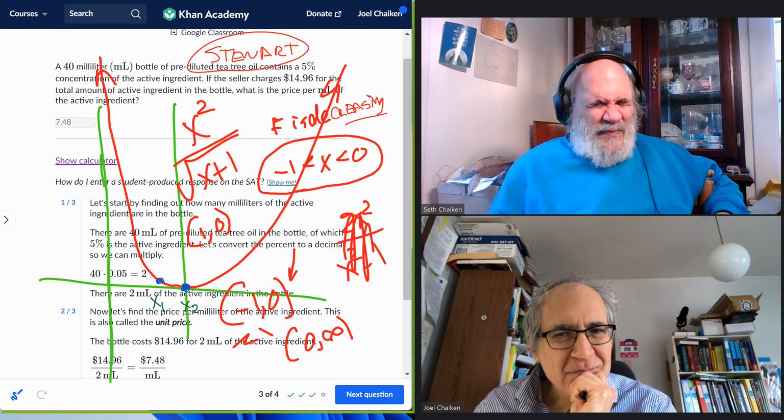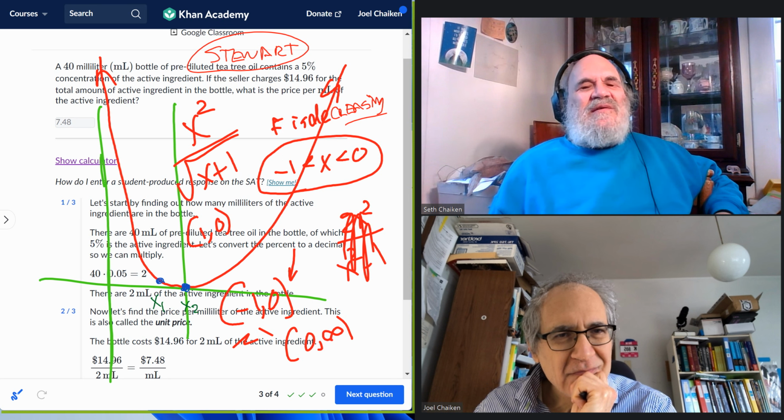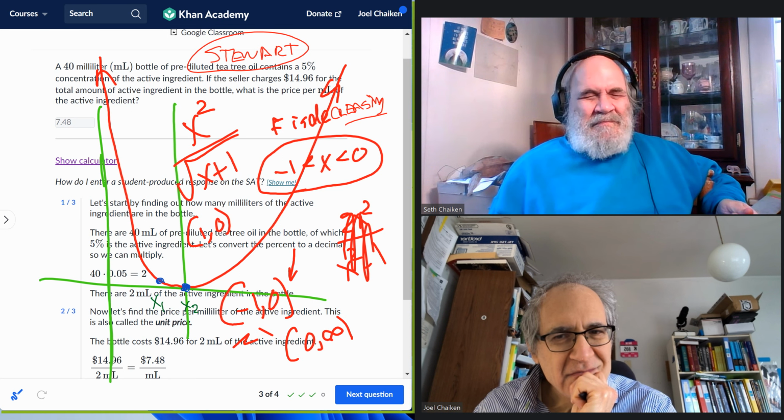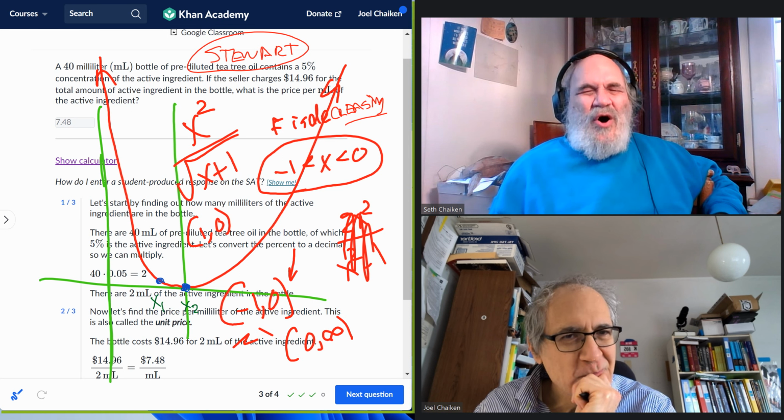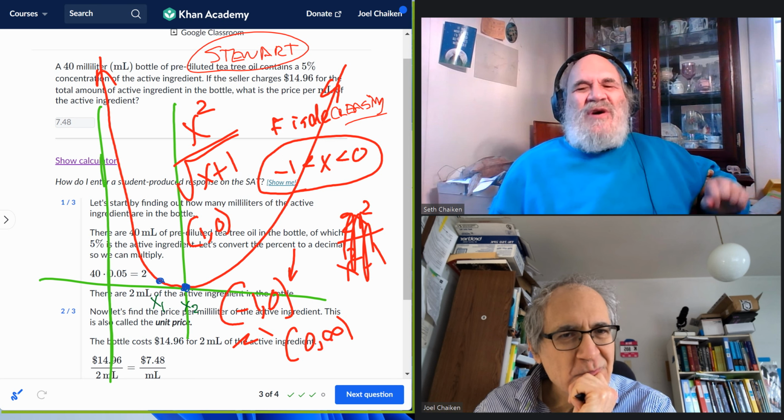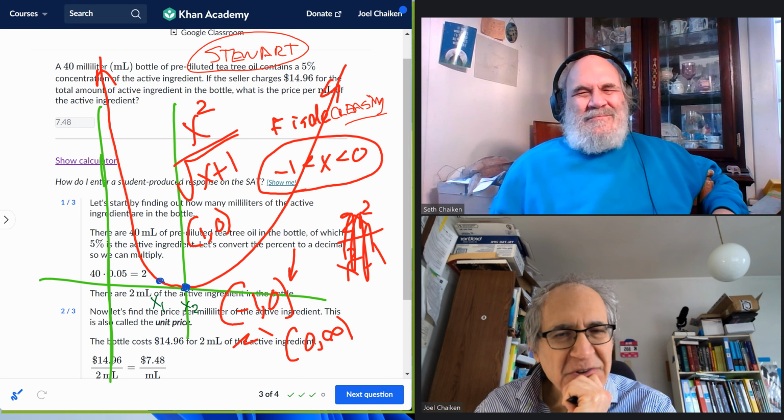Now, is f of x1 greater than f of x2? Absolutely. And so over that pair of points, the function is decreasing. That's right.